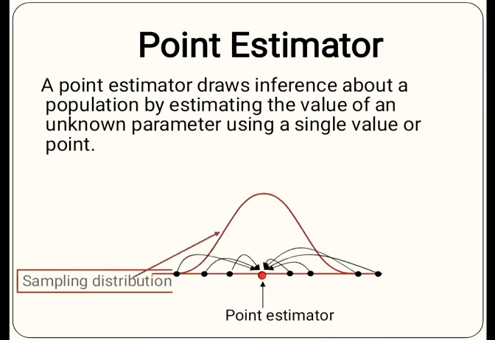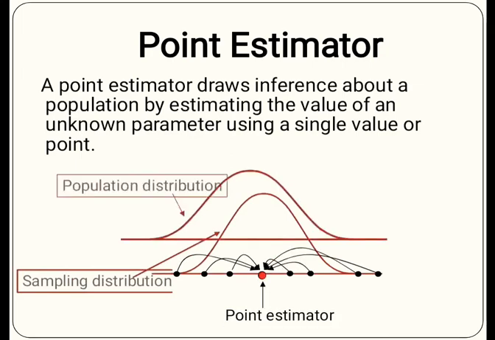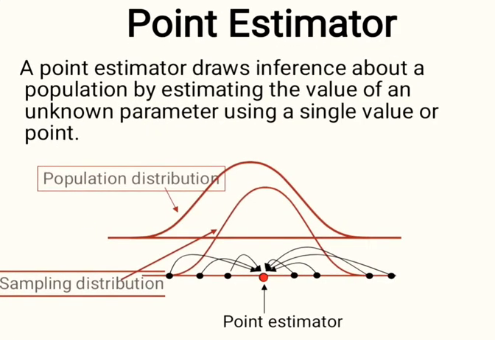Now we see the point estimator more in depth, where we state a point estimator draws inferences about a population by estimating the value of an unknown parameter using a single value or a point. We can see here the red point on the sample distribution in the middle of the distribution. Sorry, that is not the point estimator, that is the expected value of the point estimator.